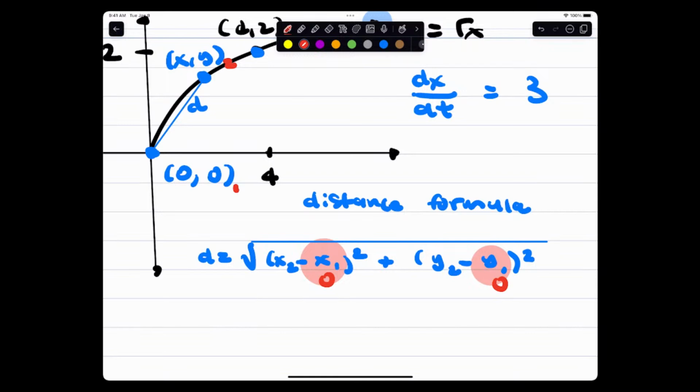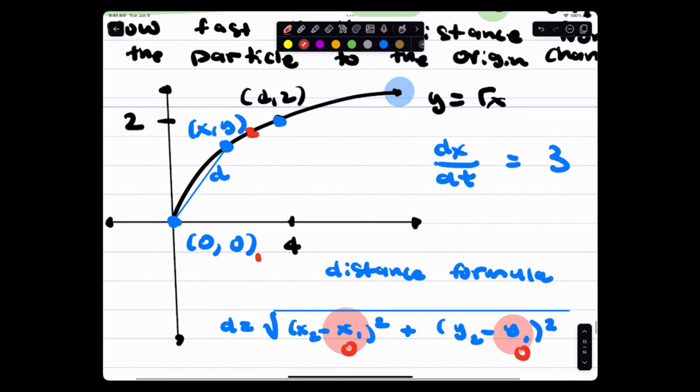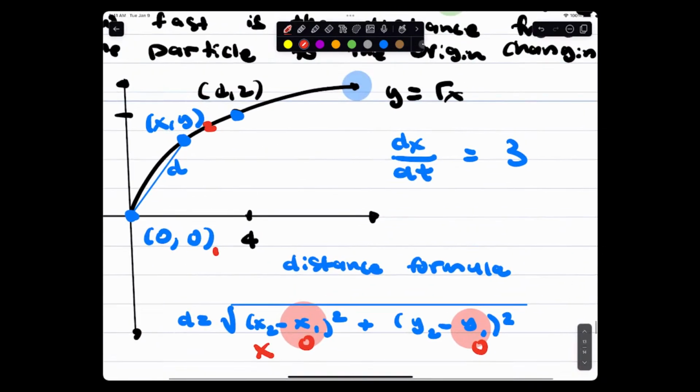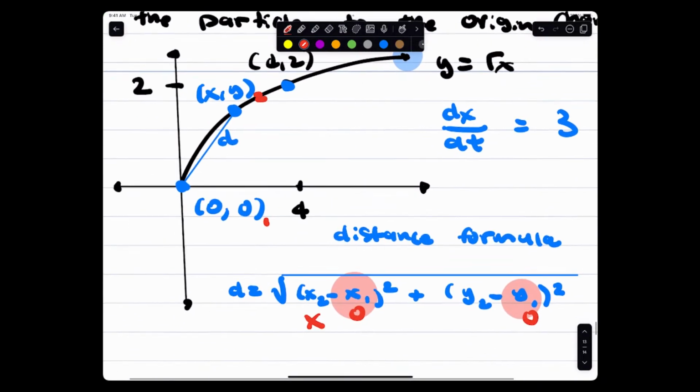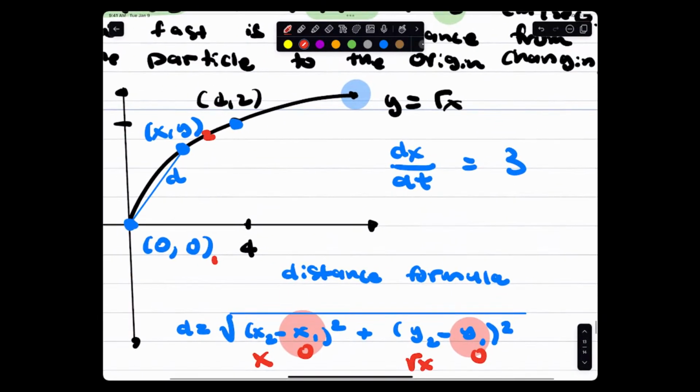Okay, you see that? What's x2 and y2? Well, x2 is just x, so this is an x. Is that right? y2, ladies and gentlemen, is the square root of x. You say, why is that the square root? Because this is the corresponding y value in general, the square root of x, because they're saying y equals the square root of x.